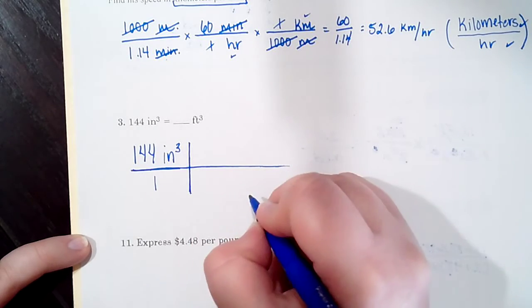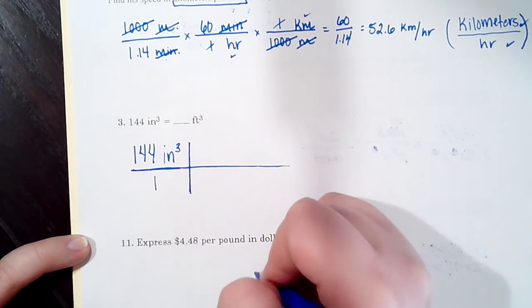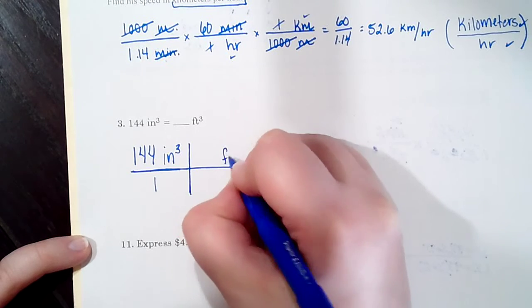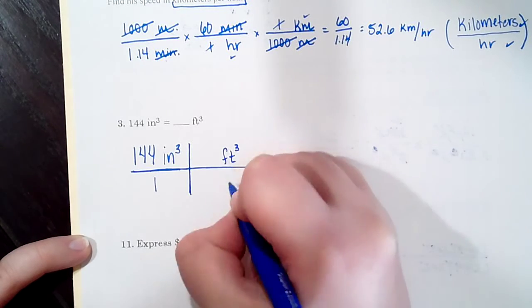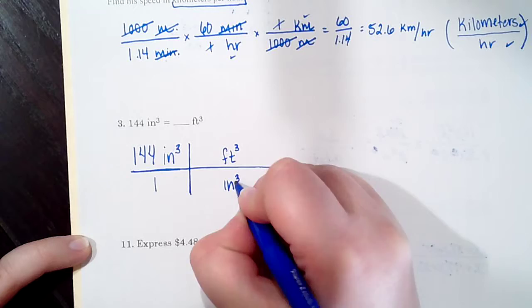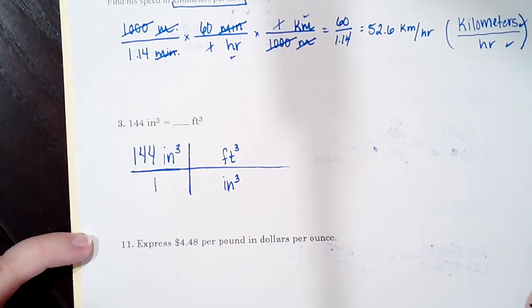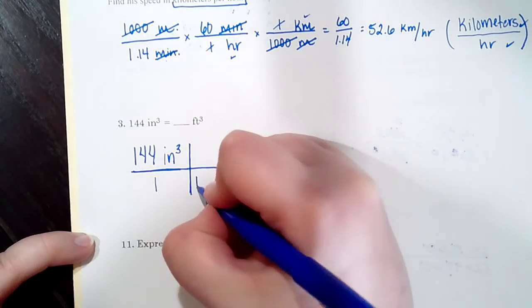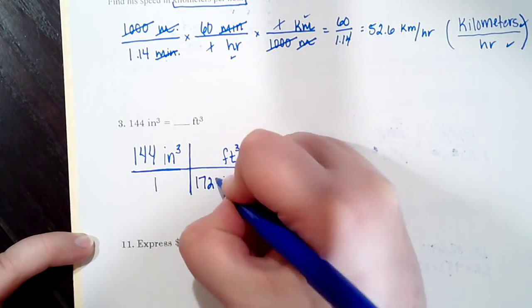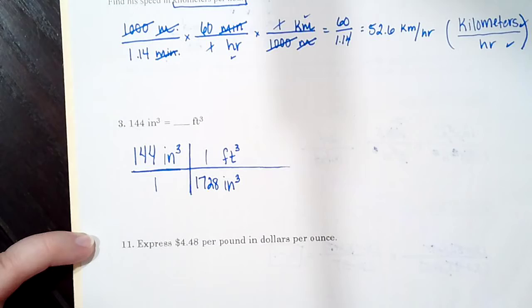Now I need to convert from cubic inches on top to cubic feet on top. And I need to know how many cubic inches there are in a cubic foot. Again, not a super common thing to know, so I will go ahead and tell you that it is 1,728 cubic inches in 1 cubic foot.